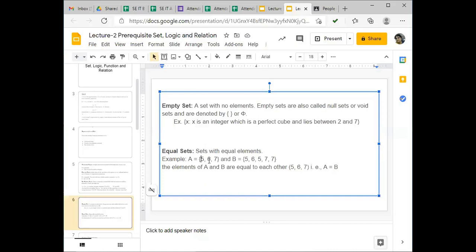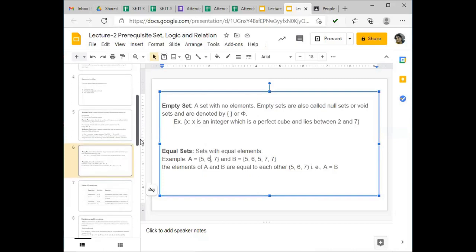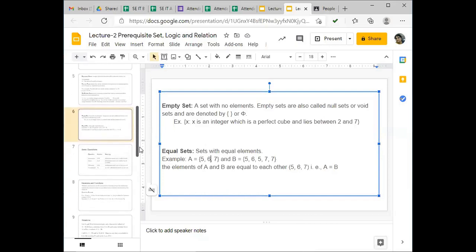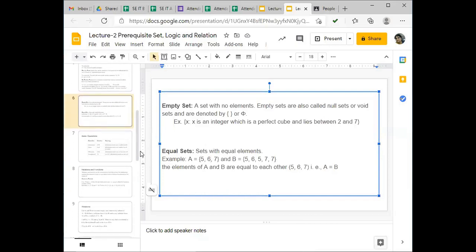I hope you are getting this, students, because since this is just a brush up, I'm going a bit fast, so that we can concentrate more on actually the subject. So I'm not going into depth, I'm just brushing it up.